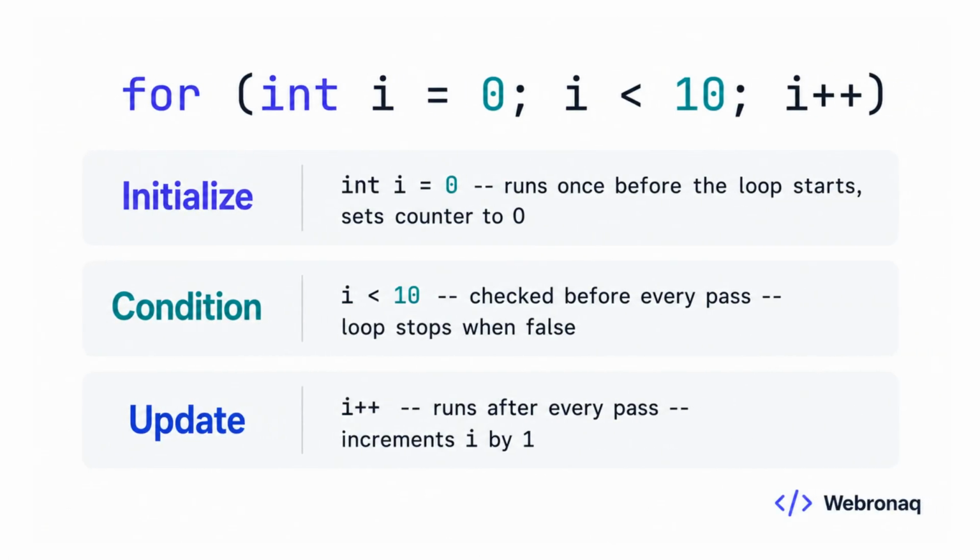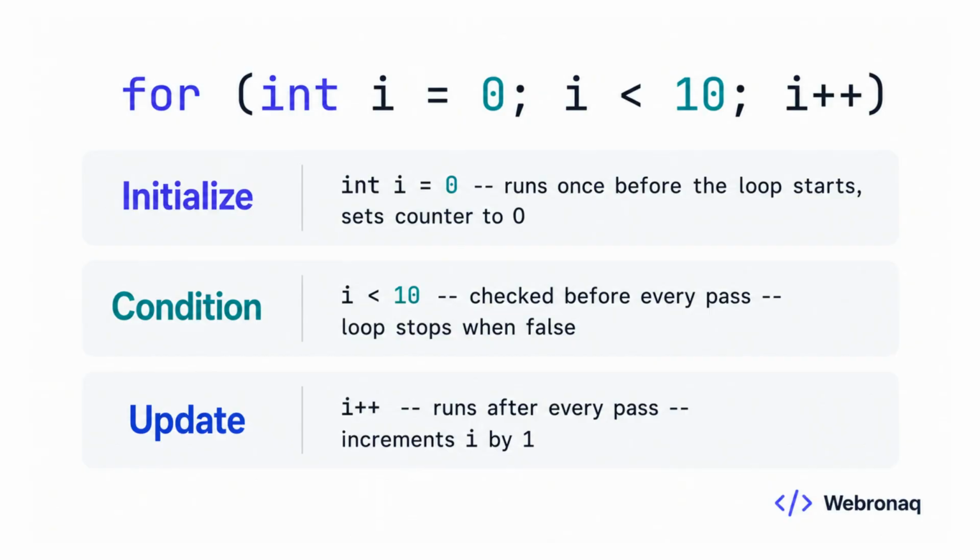Now let me show you what each part actually does. The initializer, int i = 0, runs exactly once, right before the loop begins. It creates a variable called i and sets it to 0. Think of i as the loop's counter. The condition, i < 10, is checked at the start of every single pass. If it is true, the loop body runs. If it is false, the loop stops immediately, and the program moves on.